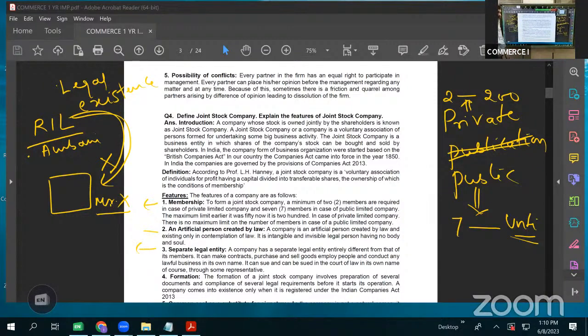And next is, it has a separate legal entity. Like the example I gave here. If it is a proprietary firm, we cannot file a case against the firm. The customer, if he is deceived, if he is cheated by a mobile shop owner, then the customer cannot file a case against the shop. He has to file a case against the owner of the shop, the proprietor of the shop. Why?